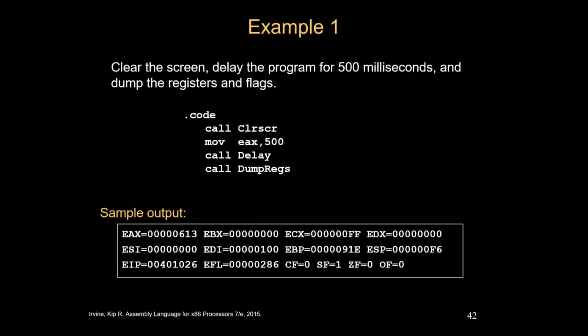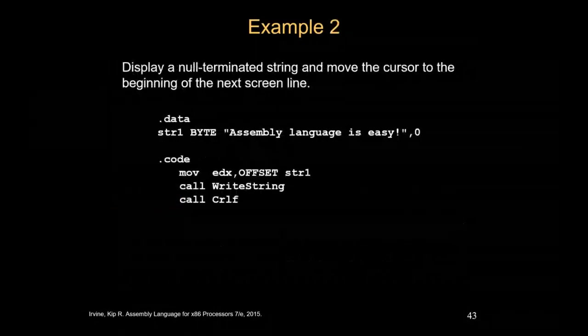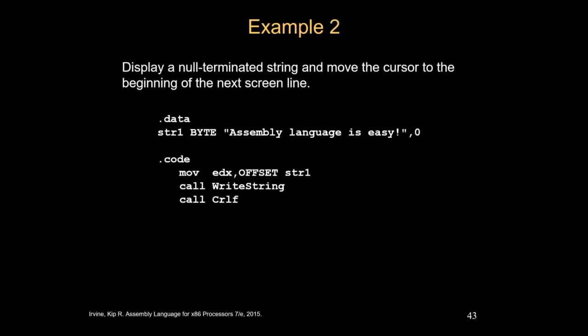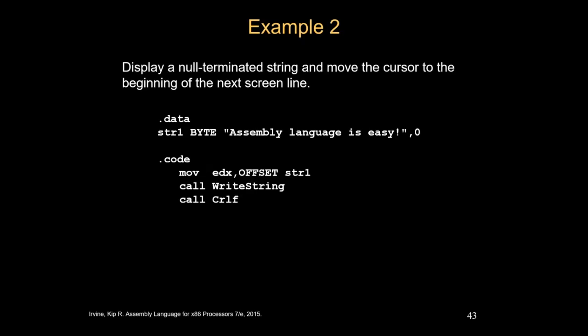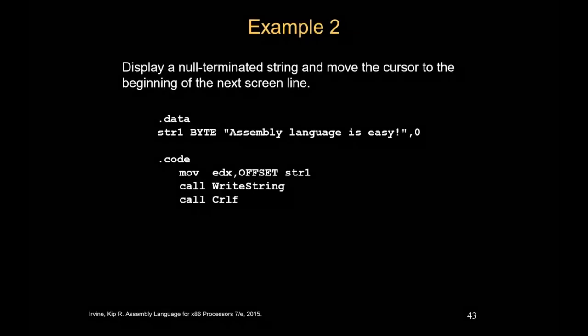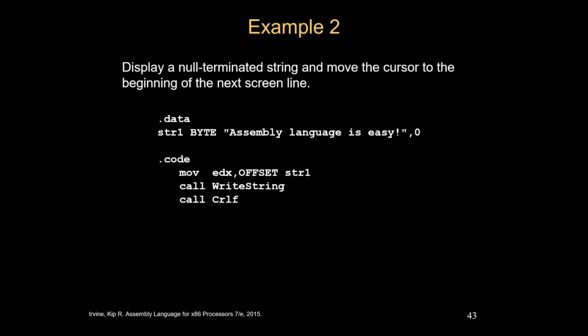So moving forward, this is how you display a null-terminated string and move the cursor to the beginning of the next line. For example, you say string1, you initialize string1 to an assembly language string, comma 0, that is a null-terminating string. So you just move the offset of string1 to EDX and say call WriteString, and after that you say call Crlf. So that is what you've been doing in the entire course.